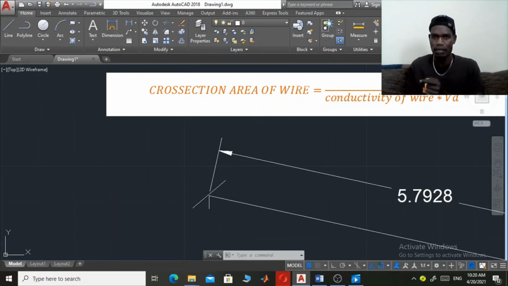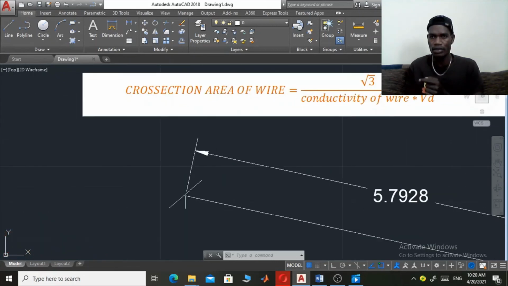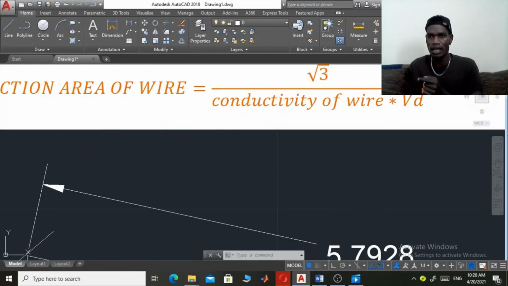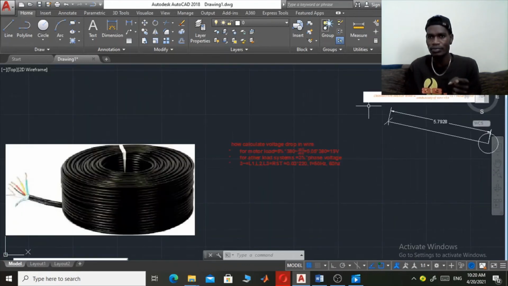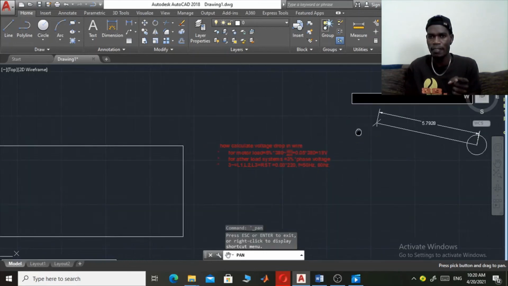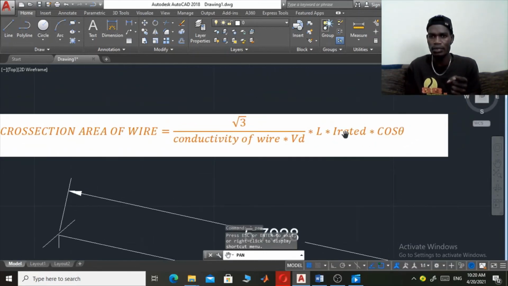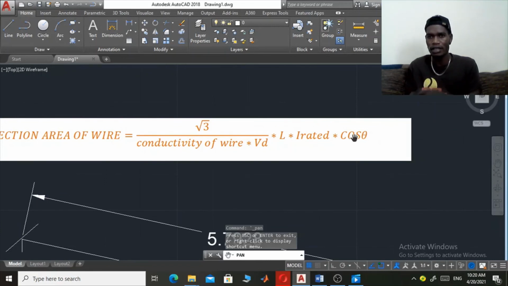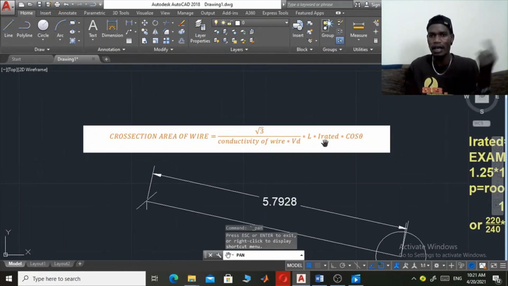This cross-sectional area is the number one parameter. The next thing is the conductivity of wire. The third thing is the voltage drop. The next is the length, the total length from the power distribution to the load center. Then there is Irated. Look here. The very important thing is Irated, and the final thing is the power factor. So the power factor, rated current, total length, conductivity of wire, and voltage drop are the very important things in order to determine the right cross-sectional area in a mathematical application.